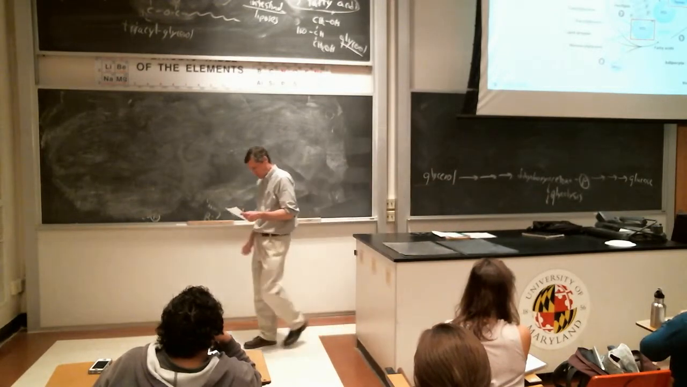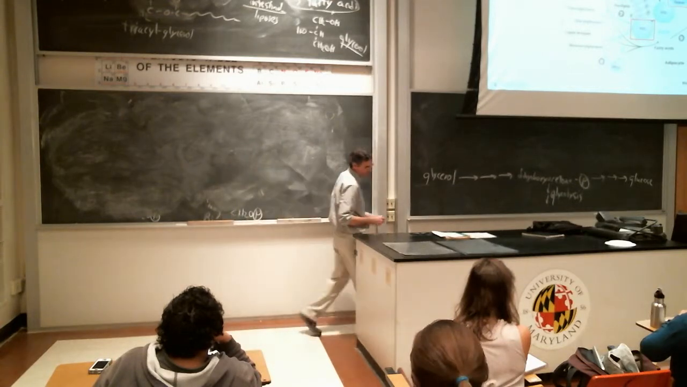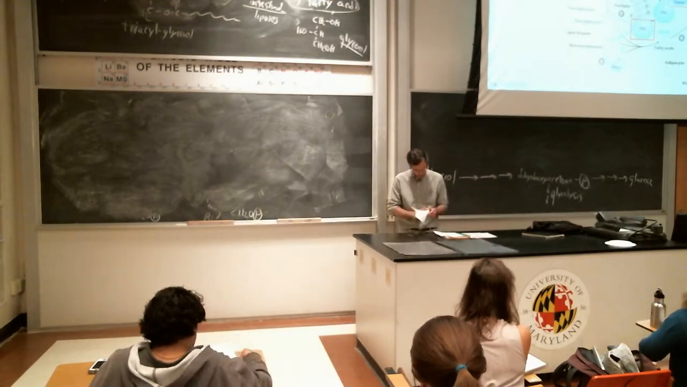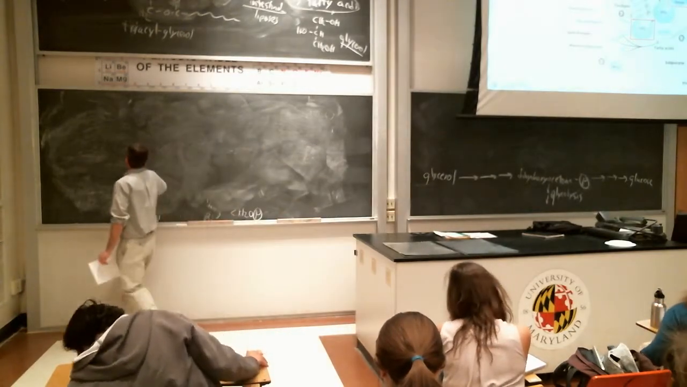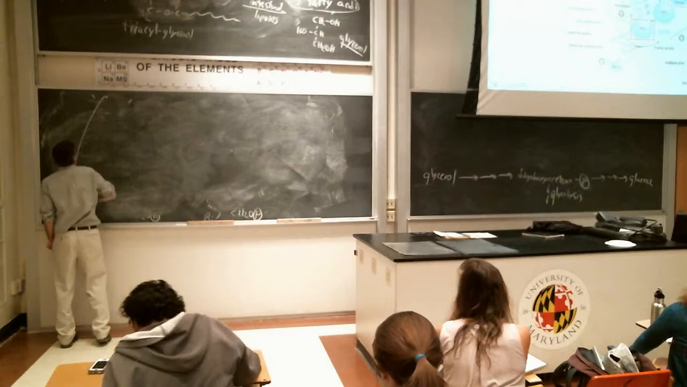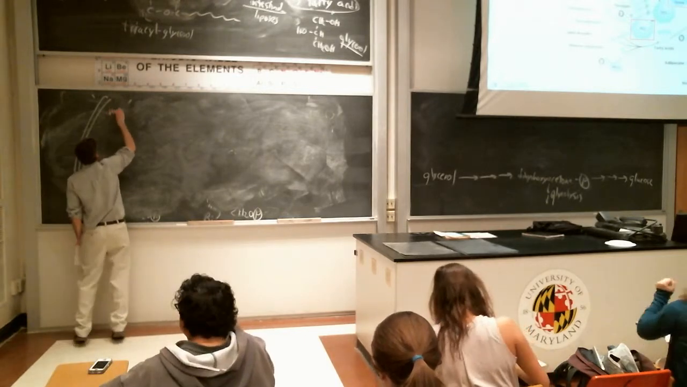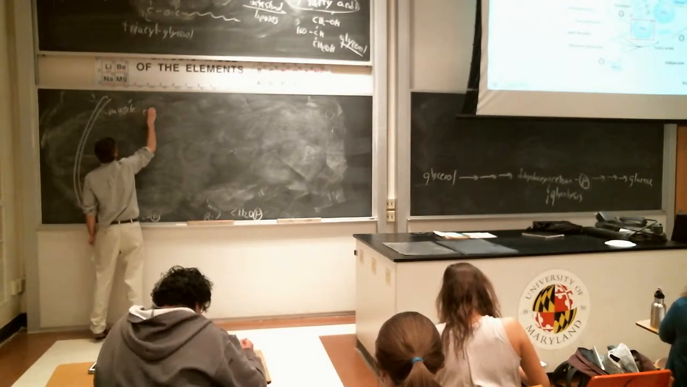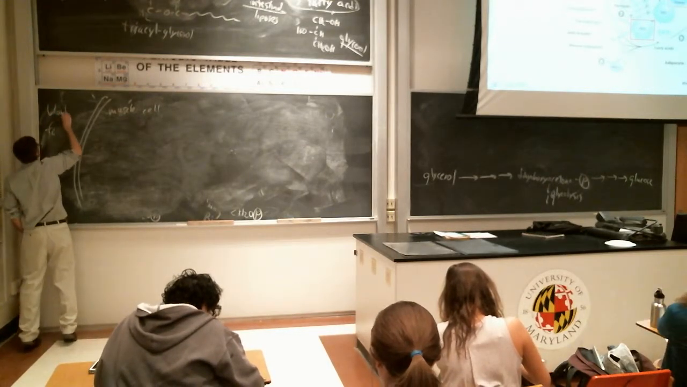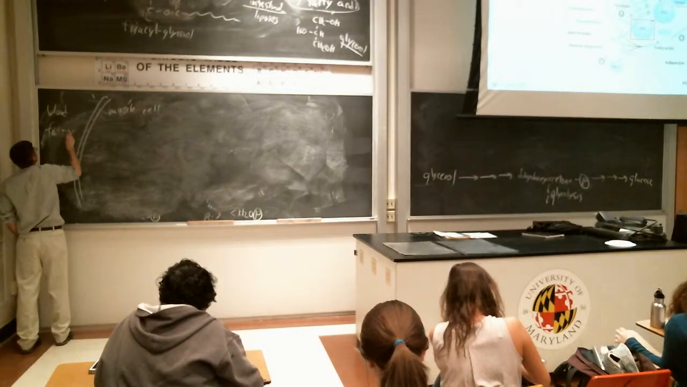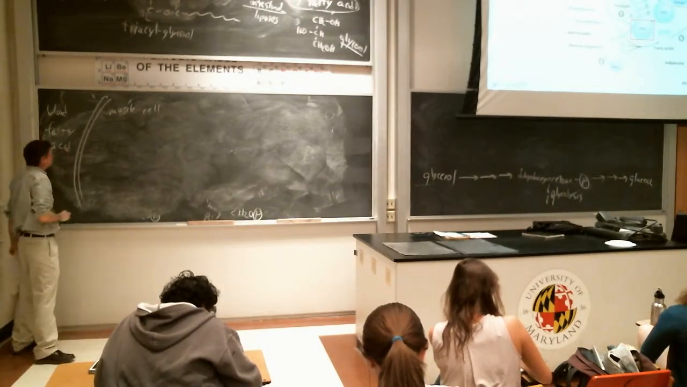Let's focus on what happens in muscle cells. So let's say this is a muscle cell. And so fatty acids, this is blood. And within the muscle cells, the mitochondria.